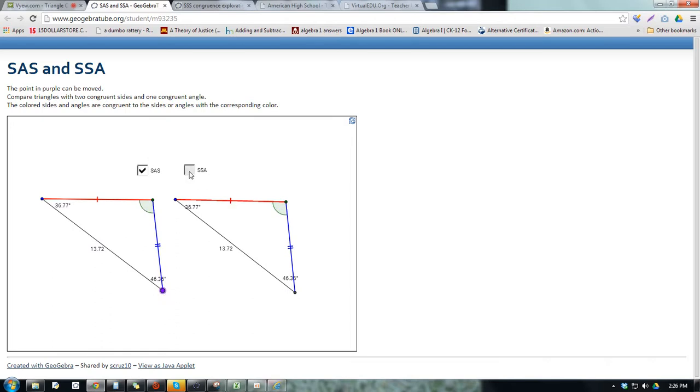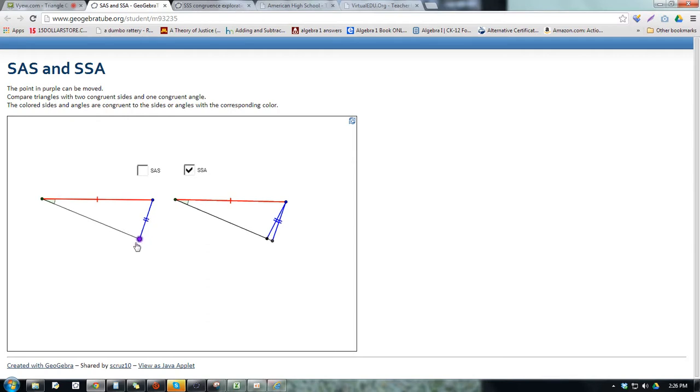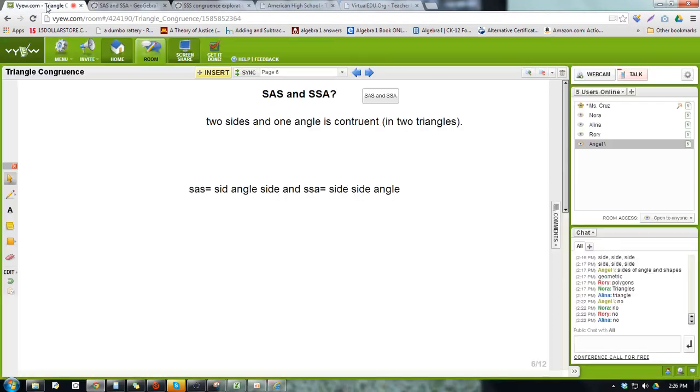And then if you press the check on the SSA, you can go ahead and check that off, and you can do the same thing. You can move that purple point, and it will show you on the other triangle all the cases where that side is congruent. The angle on the left is congruent this time, instead of the one in between the two sides, and that red one stays congruent. So go ahead and play with that for a couple minutes, and then we'll see if anyone could find two triangles that were not congruent.